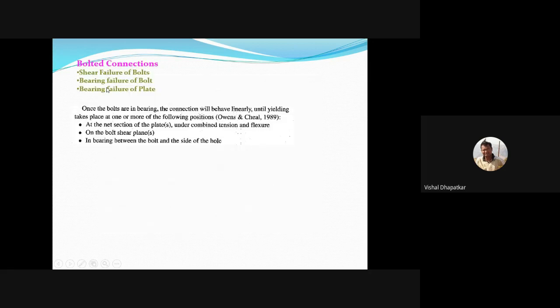Now, bolted connections: shear failure of bolts, bearing failure. What we want to check in a bolted connection: shear failure of bolts, bearing failure of bolts, bearing failure of the plate. So one of the bolts is bearing.